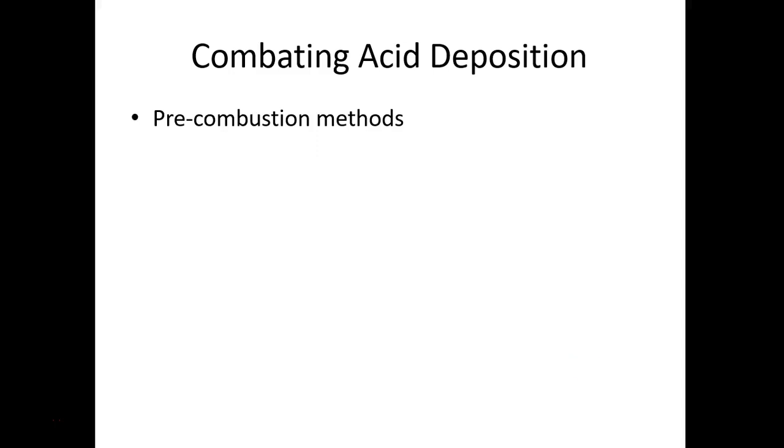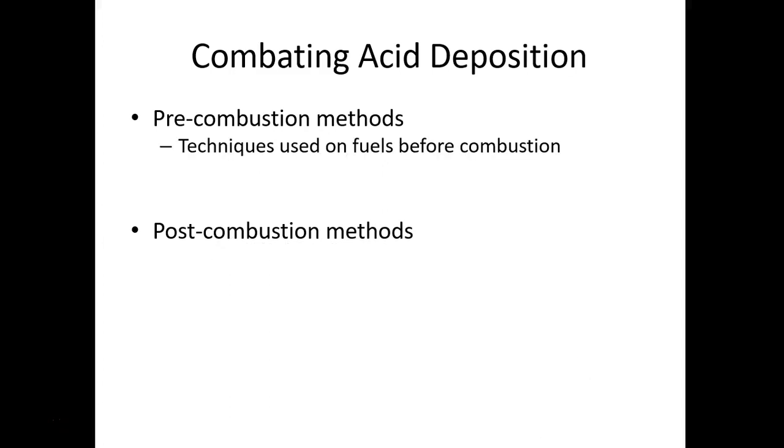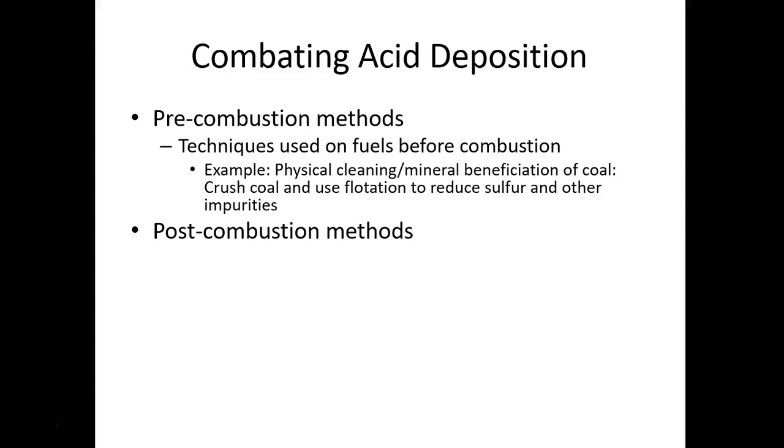So combating acid deposition, we have to know about pre-combustion methods and post-combustion methods. Naturally, pre-combustion methods are those that are used on fuel before it's burned, and they really involve just the cleaning of coal, which is known as mineral beneficiation. What they do is crush coal and use flotation, the different densities of the different compounds in coal, to reduce the sulfur and other impurities from it.